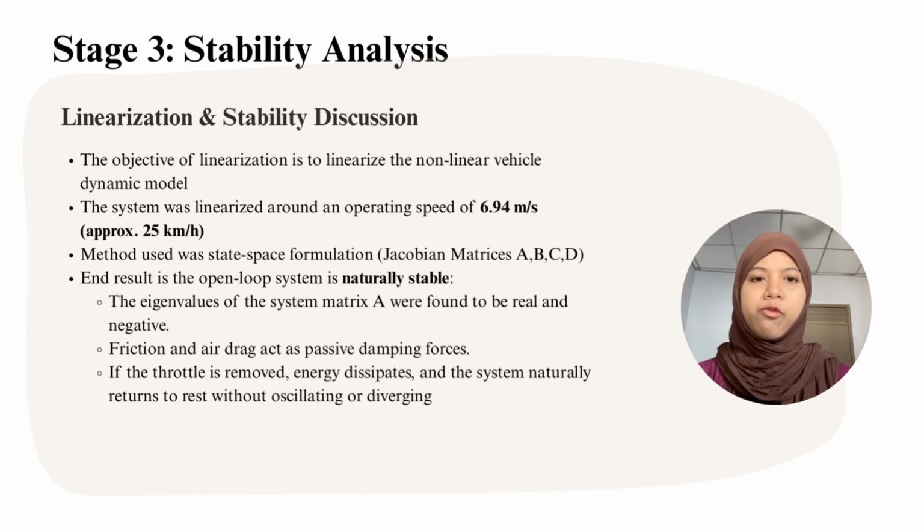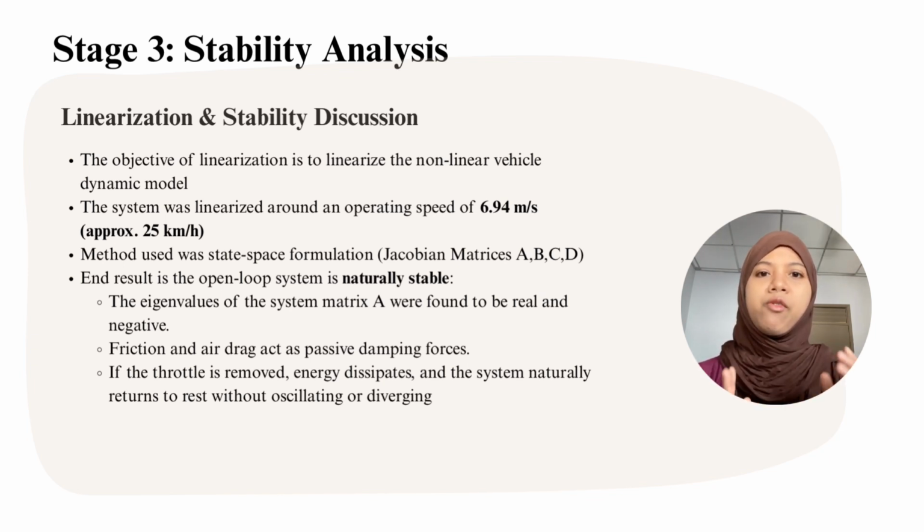So stage 3 involves the stability analysis of our vehicle dynamic model, which begins with linearization to simplify the non-linear system. The linearization process was performed using a state space formulation, which is a Jacobian matrix ABCD around a key operating speed of 6.94 meters per second, approximately 25 km per hour.